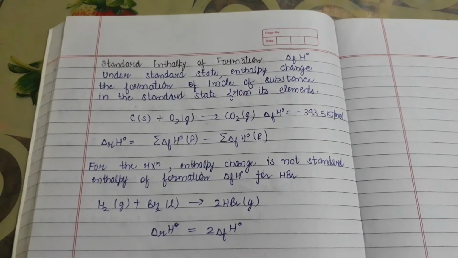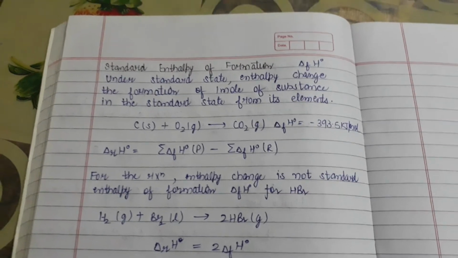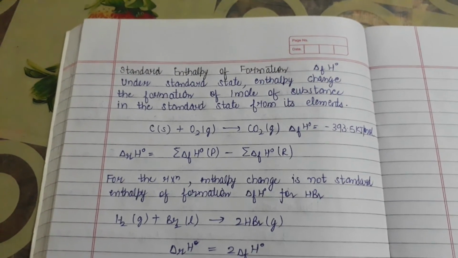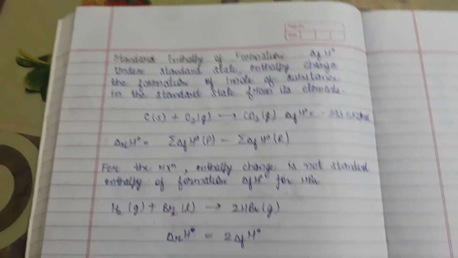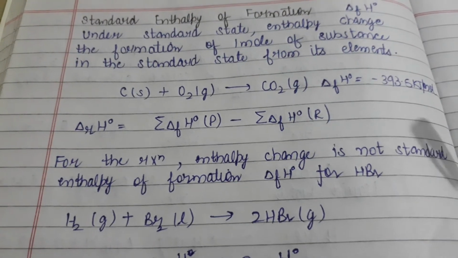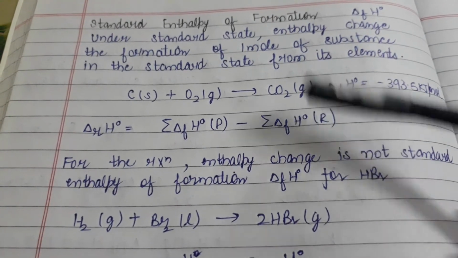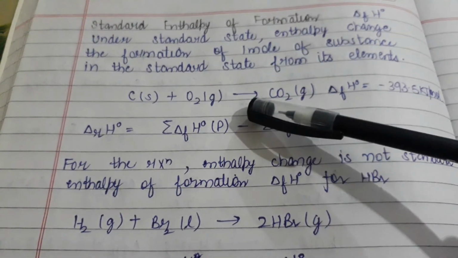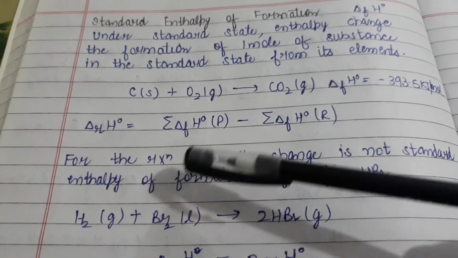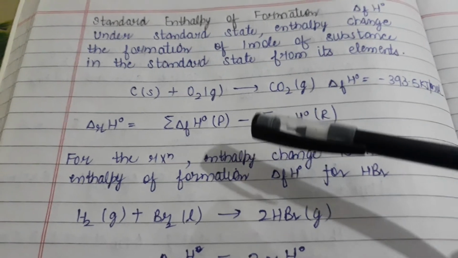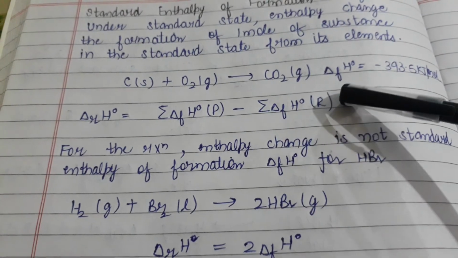Now standard enthalpy of formation under standard states. It is the enthalpy change accompanying the formation of 1 mole of a substance in the standard state from its elements. For example, 1 mole of CO2 is prepared from carbon and oxygen. Here it is the enthalpy of formation, and the enthalpy of reaction is the enthalpy of formation of products minus the enthalpy of formation of reactants. H naught for standard enthalpy.